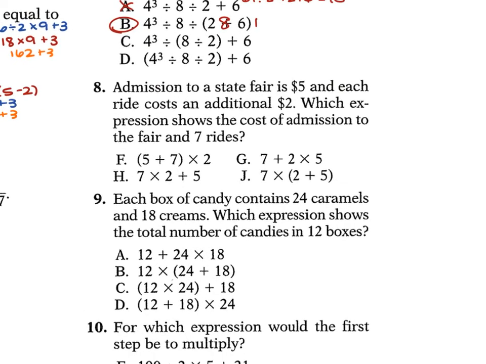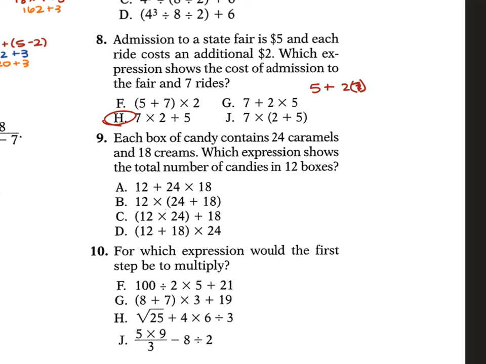8 says admission to a state fair is $5 and each ride costs an additional $2, right? Which expression shows the cost of admission to the fair and 7 rides? So that's $5 plus 2 times the 7 rides. So 2 times 7 plus 5, there we go. So H. 9 says each box of candy contains 24 caramels and 18 creams. Which expression shows the total number of candies in 12 boxes? So that's 12 times 24 plus 18, which is B.